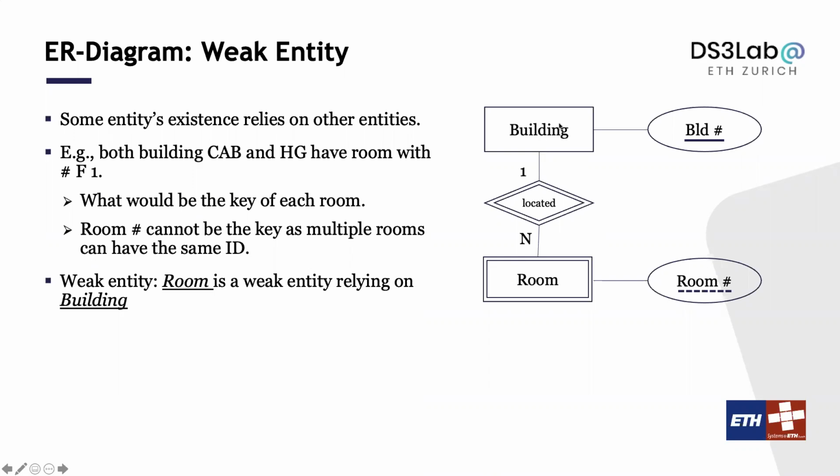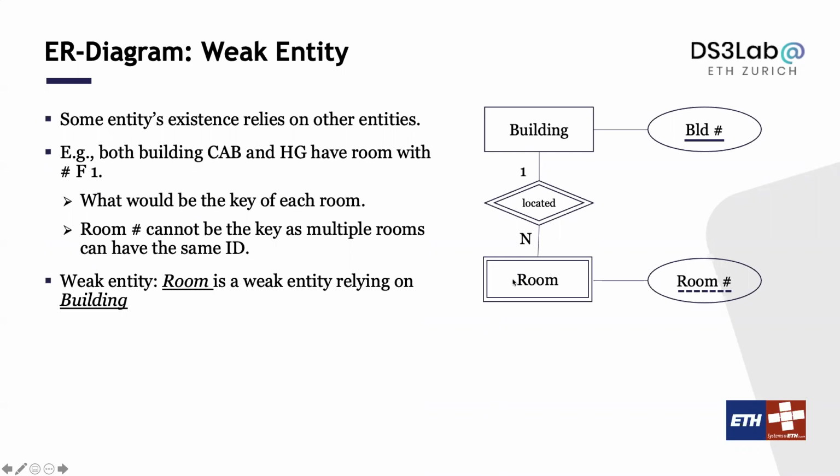And here, the key of the building is the building number, which is fine. Then for the key of the weak entity, you only write the room number here, and the underline is a dotted line. So when you have this, you are saying that room cannot exist without building. It's a weak entity. Whenever I try to identify a room, it's always a combination of the weak key, the room number, and the key of the strong entity, which is the building number. So that is what we are trying to convey to the system.